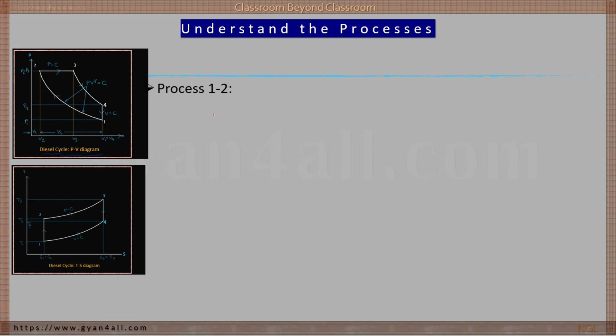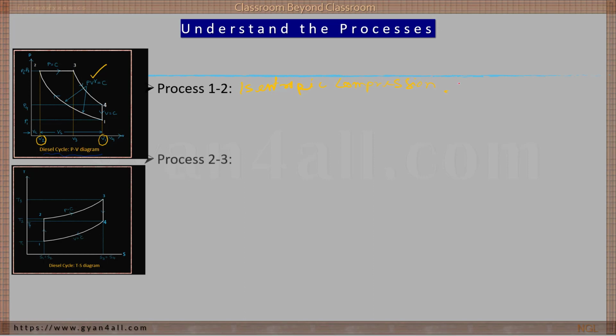Compression. Volume is decreasing from V1 to V2, so that is a compression process. Fantastic. Good. So this is isentropic compression. Fine. Very good.